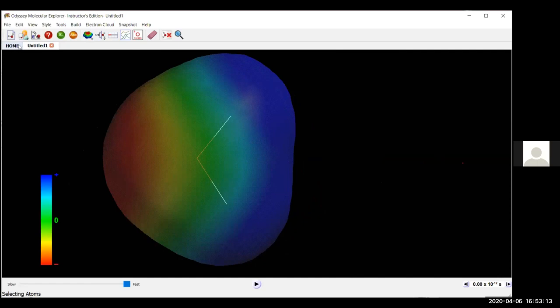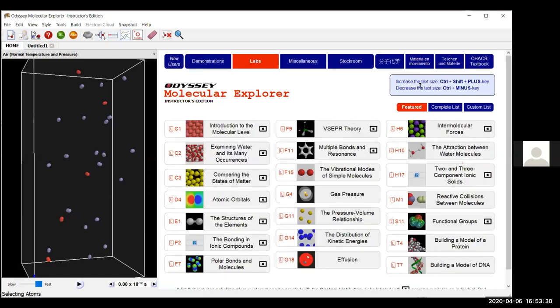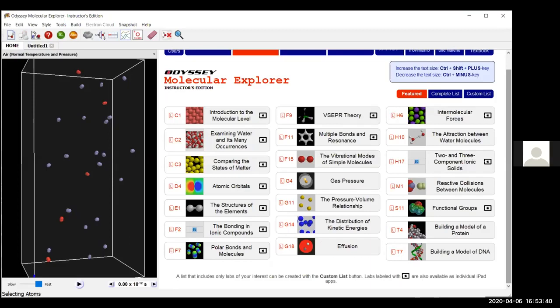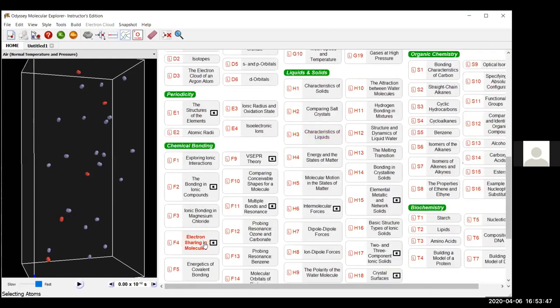So I want to quickly look here, it's in the menu. It's labeled low density and high density. What are actually the numbers associated with that? For that, I will go to the start page of the program. I go to labs, and I have the complete list, and I will go to electron sharing and molecules.